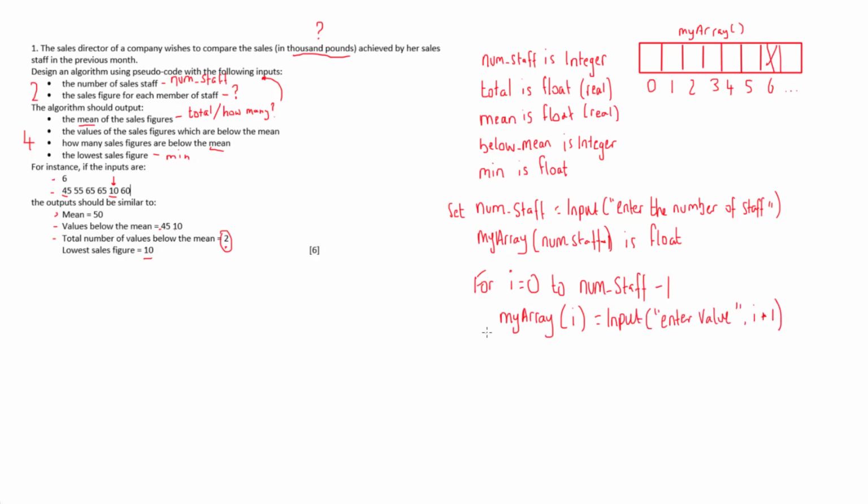Now let's have a look at this line a little bit more closely. It says my array at the position of I. So in the first pass, I is 0. So it's going to go to my array at the position of 0. And it's going to be assigned input enter value of I, which is 0, plus 1, which makes it 1. So enter value 1. So that means the user will enter 45 and it will be stored in my array here. Then this I will increment a little bit later on.